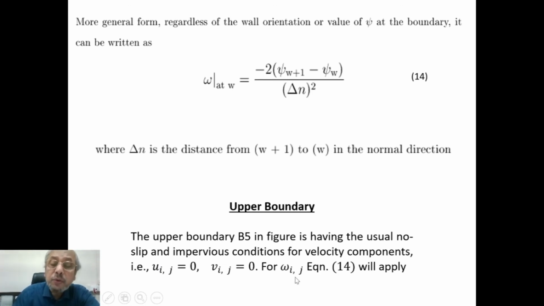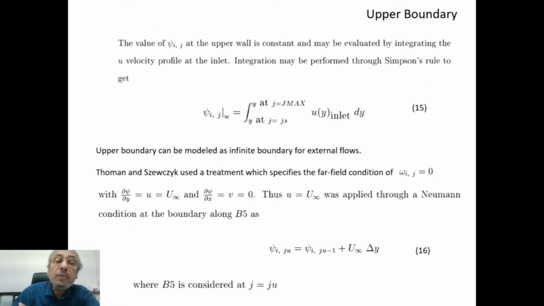And now omega_ij at the near wall point can be calculated by knowing the normal distance up to the first grid, that means the grid thickness, so we can calculate that. So omega_ij from equation 14 will apply. So on the top wall u_ij, v_ij, omega_ij we can prescribe now. The problem will be with psi. Not the problem, but you have to understand what psi is.